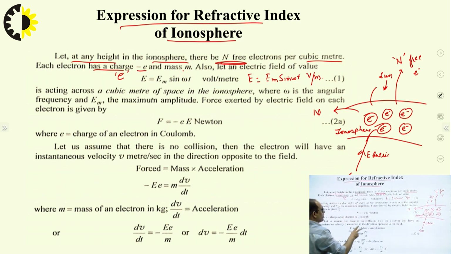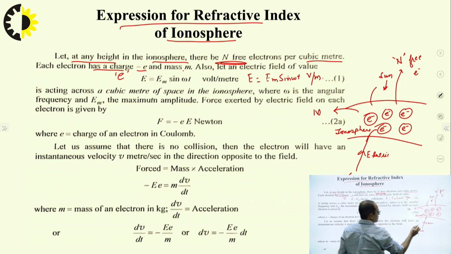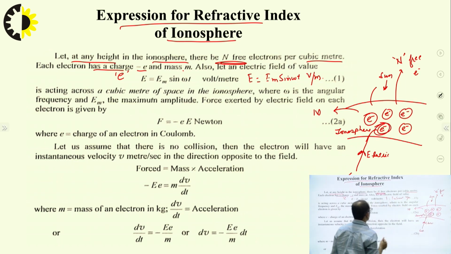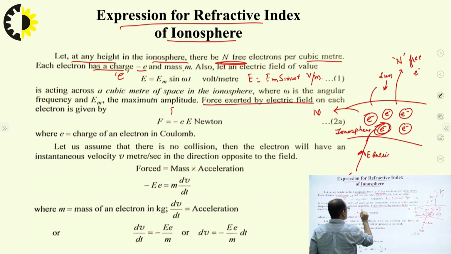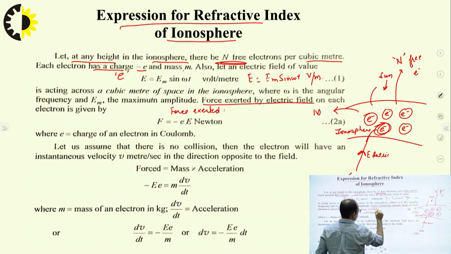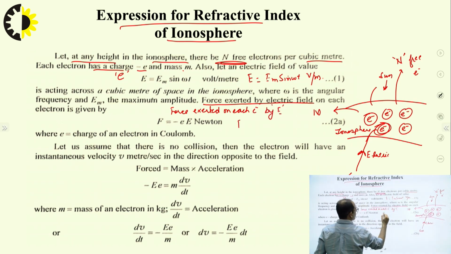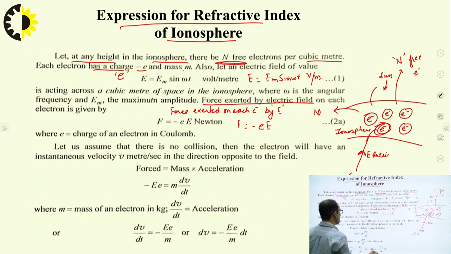Now when this electric field strikes this electron, the force exerted by the electric field on each electron will be equal to what? F equal to minus e into E, that is in Newton.